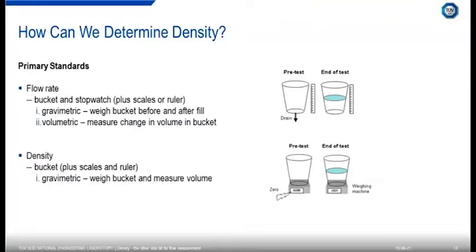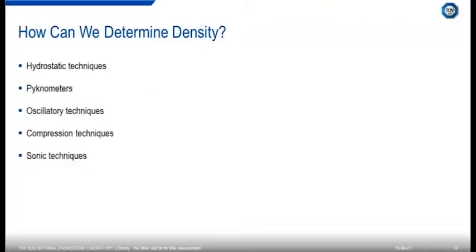In principle, determining density of a fluid is simple. Remember, the unit of density is kilogram per cubic meter, so if we weigh a quantity of fluid and we know the volume, we can calculate the density. In practice, of course, even like flow rate, it's not that simple. And we don't tend to do it that directly. There are a range of techniques, and we'll look at each of these in turn. So I'm going to cover hydrostatic techniques, pyknometers, oscillatory techniques, and then just touch on compression and sonic techniques.